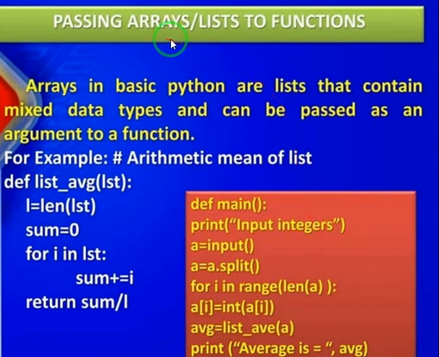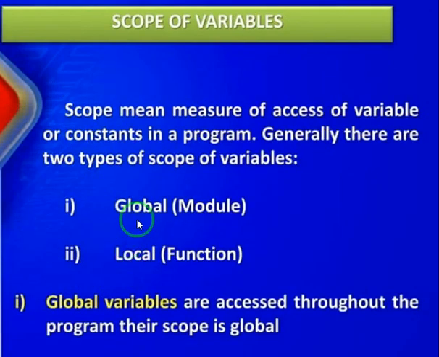Now we have another method of passing an array or a list to a function. Arrays are simply lists that contain mixed data types and can be passed as an argument to a function. So let's say we want the arithmetic mean of a list. We define the list, we take the length of the list, the sum is taken as 0, and for every character in the list, sum plus equals i, and we return that sum. That is one way of taking the sum of the list.